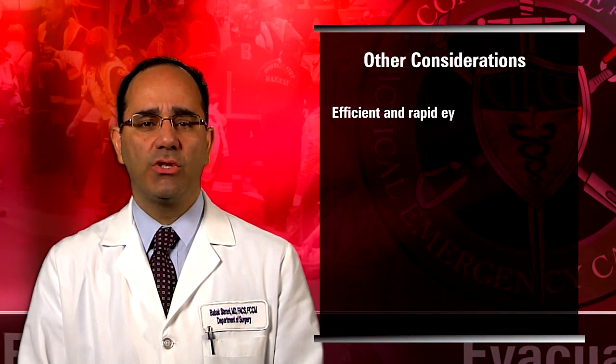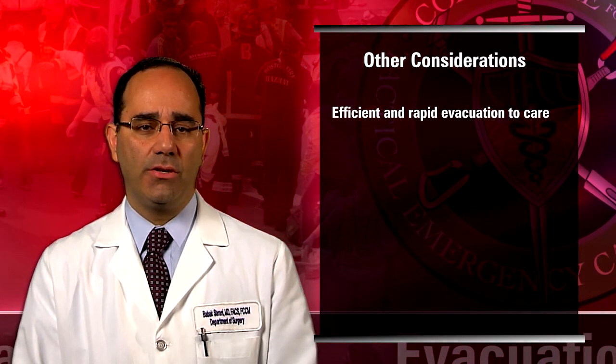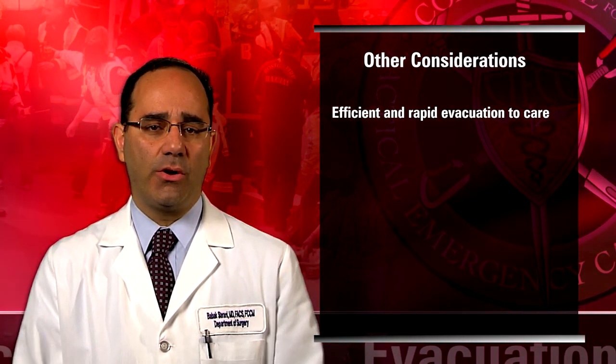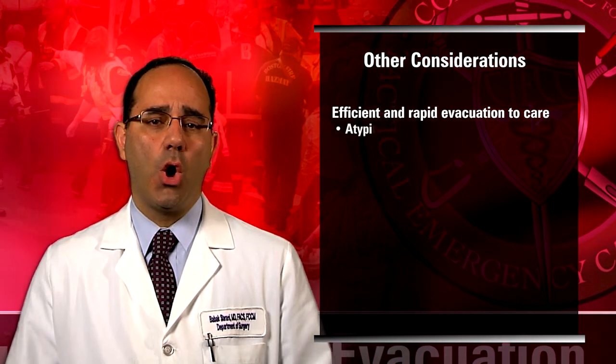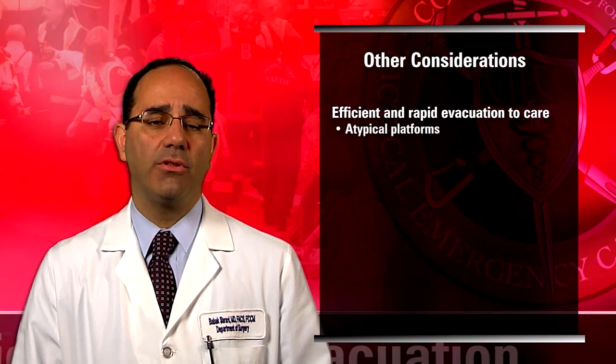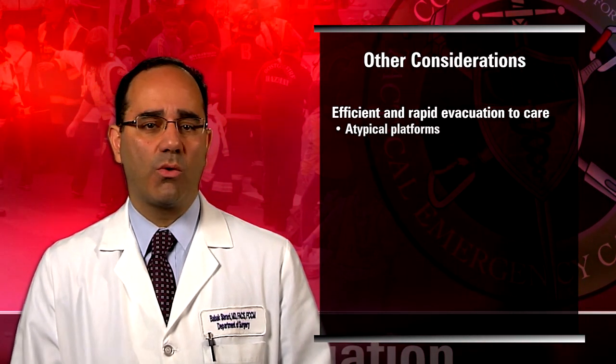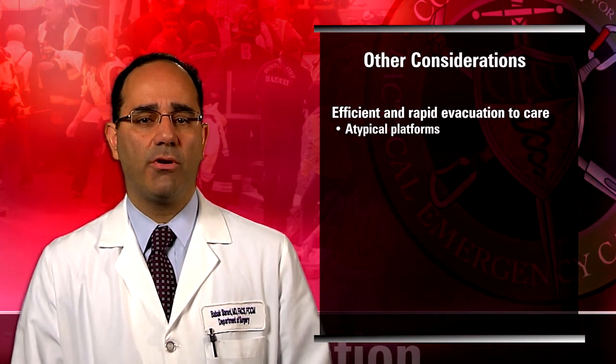Finally, other considerations in evacuation care are the use of atypical platforms, such as police cruisers, for rapid evacuation. This is exactly what occurred in the Aurora Century 16 shooting. All of the initial patients and half of the overall transports were in the back of a police car. Consideration of alternative transport of course requires conversations with your law enforcement partners.